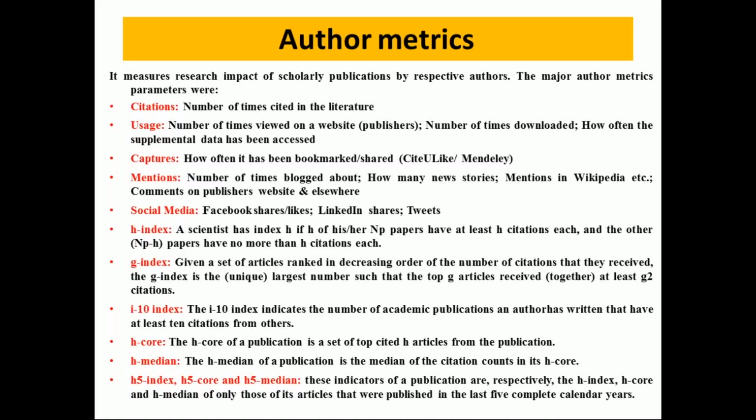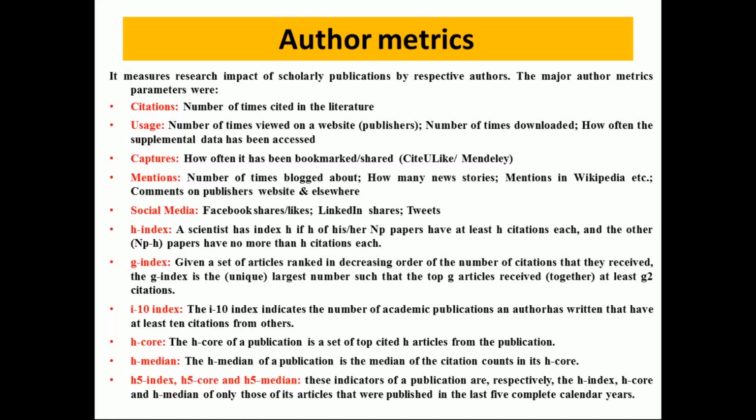H-core: the H-core of a publication is the set of its top-cited H articles. H-median: the H-median of the publication is the median of the citation counts in its H-core. H5 index, H5 core, H5 median: these indicators of a publication are respectively the H index, H core, and H median of only those of its articles that were published in the last 5 completed calendar years.